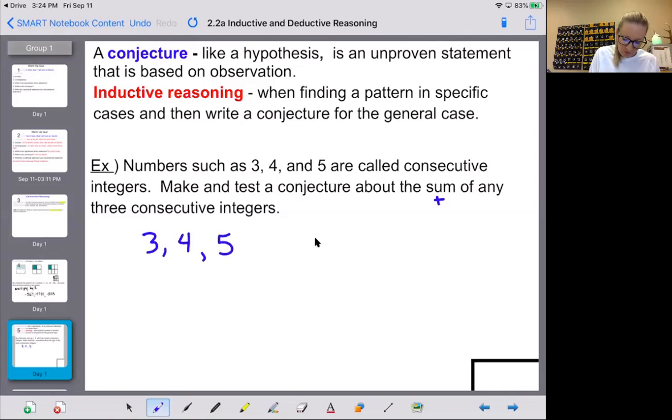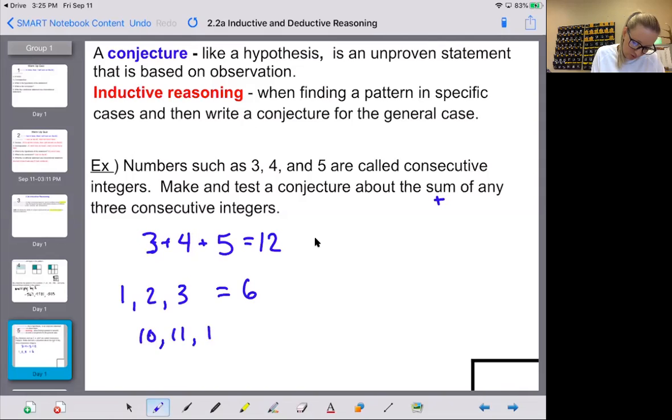3, 4, 5. If we add those together, we get, what is that? 9 plus 3 is 12. Okay, so we get 12, sure. Let's do another one. 1, 2, 3. That's 6. And let's do something bigger. 10, 11, 12. That would be 33.